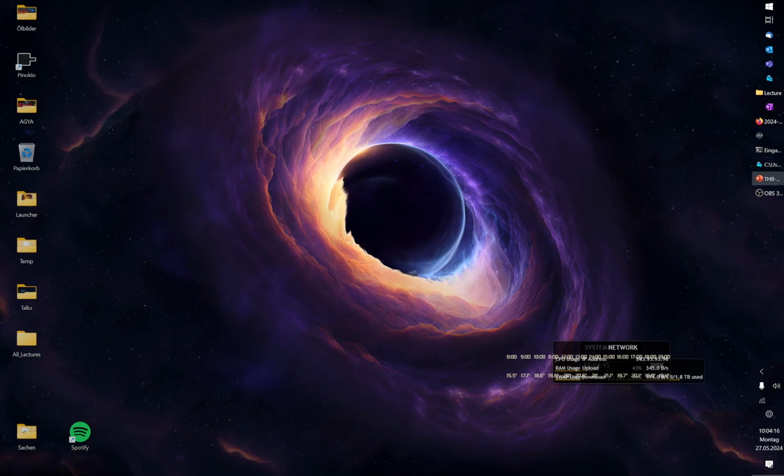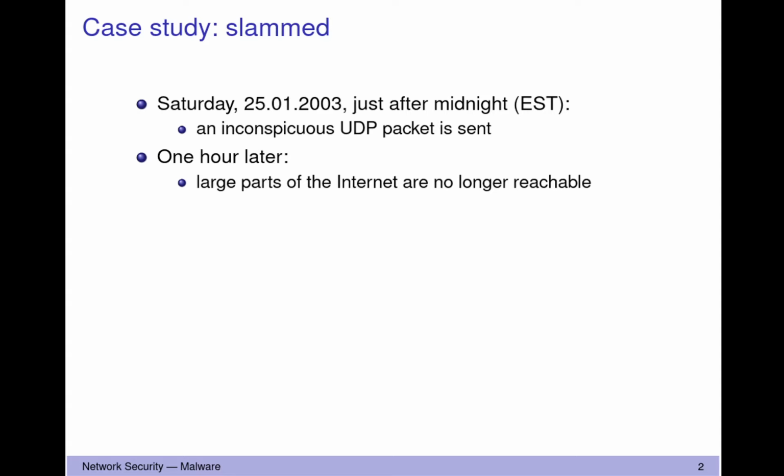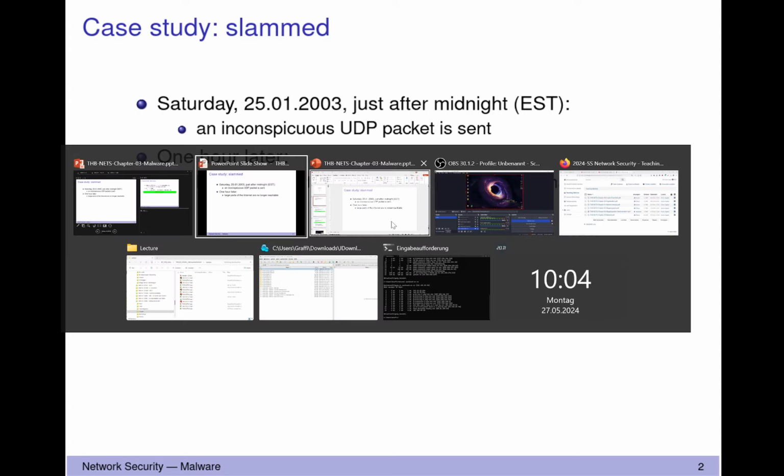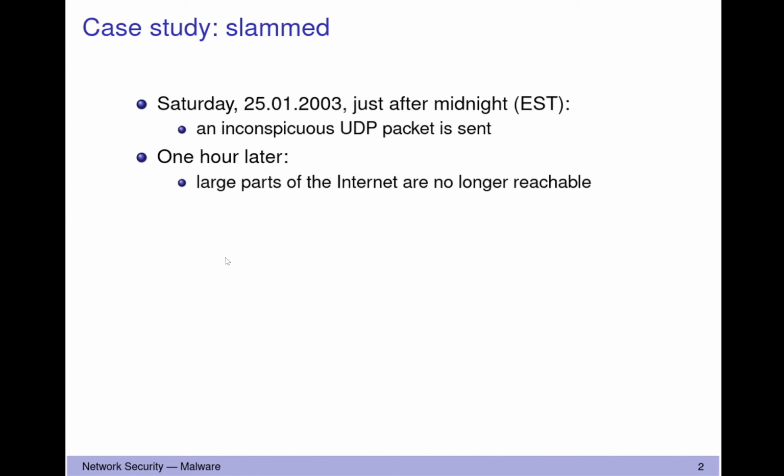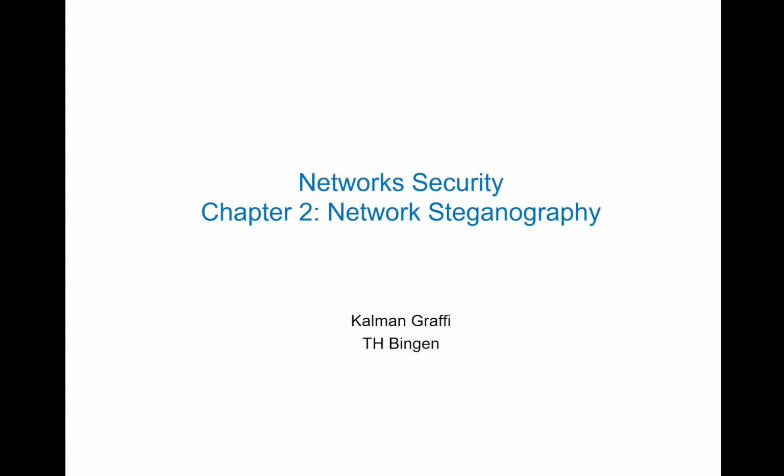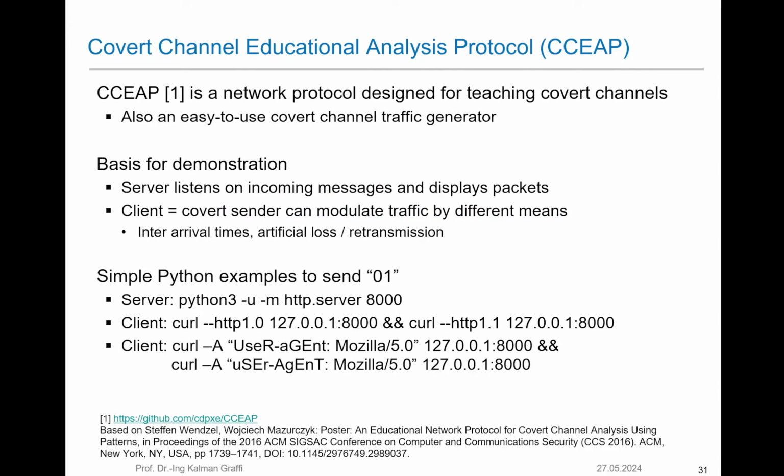So last time we talked about steganography. We completed basically the overview, and the last thing we saw was a tool with which you can test some patterns yourself. That was this covert channel education analysis protocol. You can also download it. It's on GitHub.